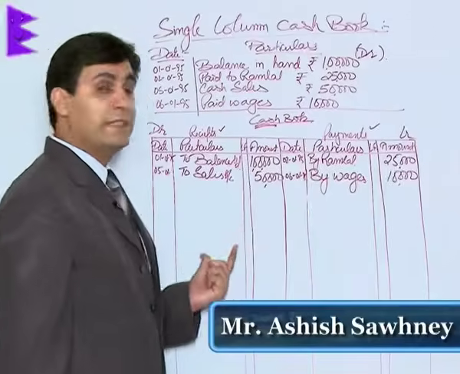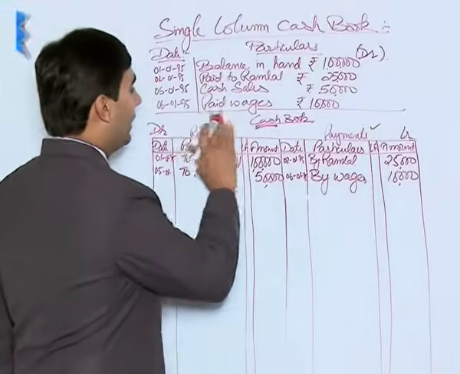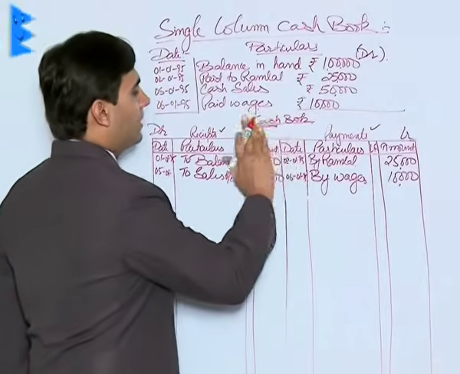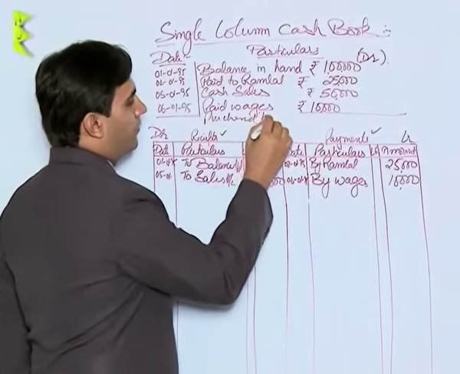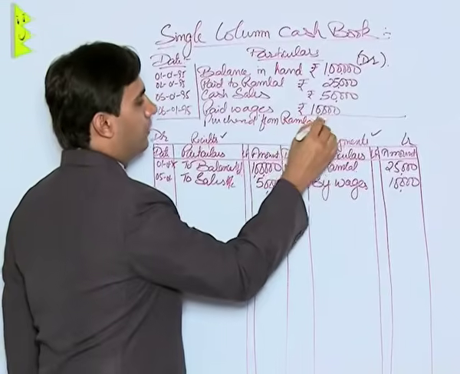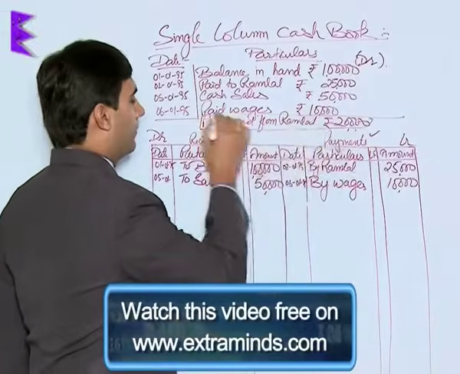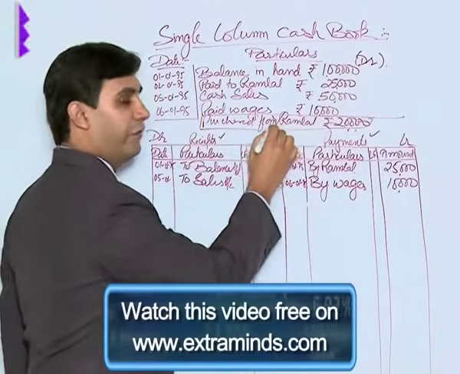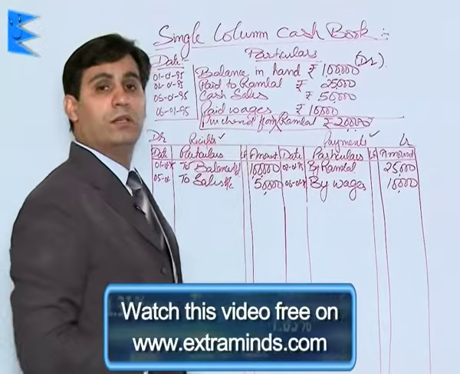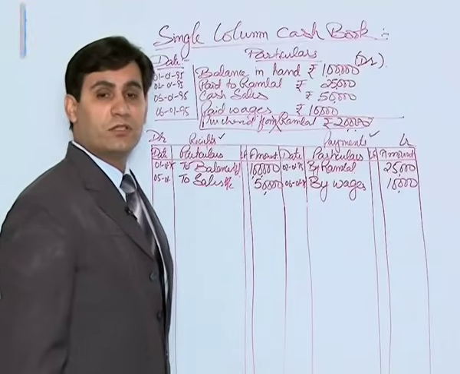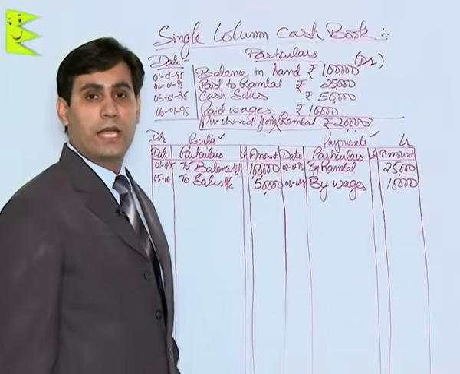Now assume that there is a transaction, something like purchase goods from Ramlal. Now I'll add a new transaction, purchased from Ramlal, goods worth rupees 20,000. Now students, in this transaction, there is no inflow or outflow of cash. It clearly is visible that goods have been purchased on credit. Since goods have been purchased on credit, there is no inflow or outflow of cash, so this transaction would not be recorded in the cash book.